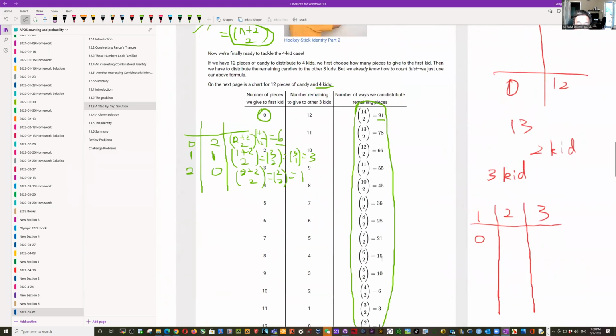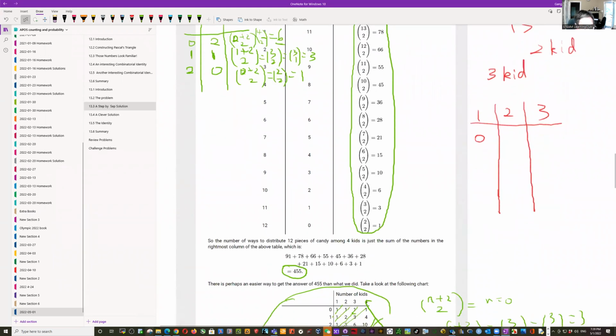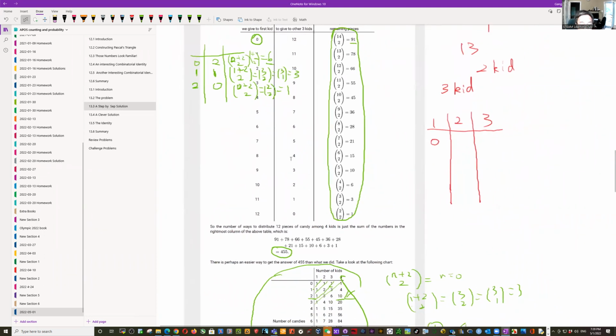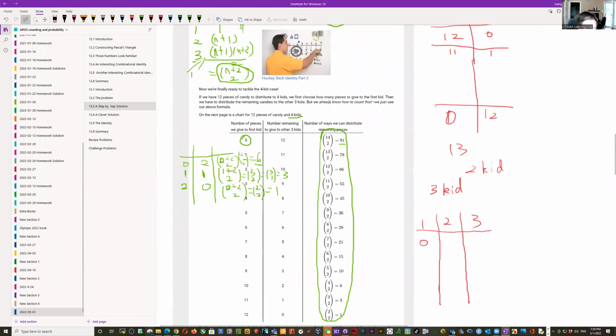So I'm going to prove it just by the Pascal triangle way. So let me just copy this page and make a new page. So this is actually a very exciting result.